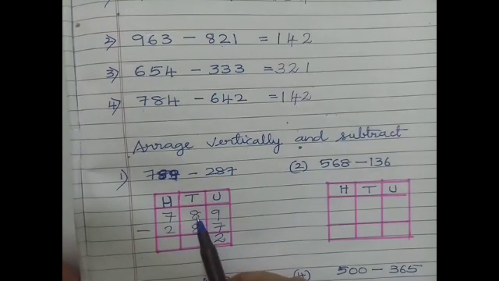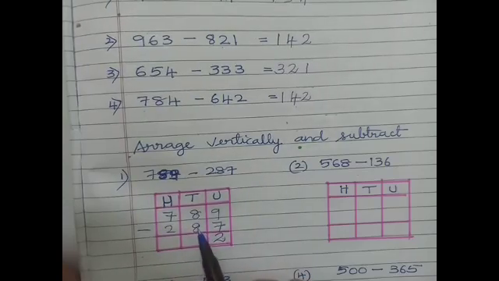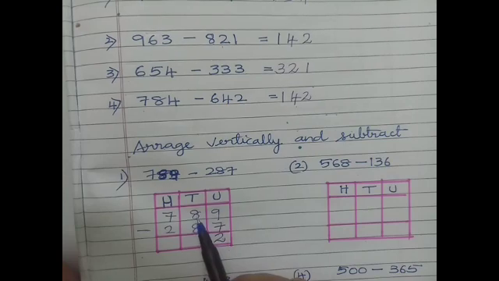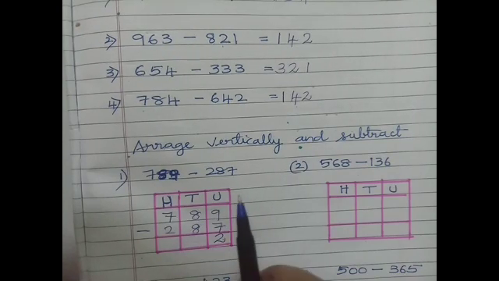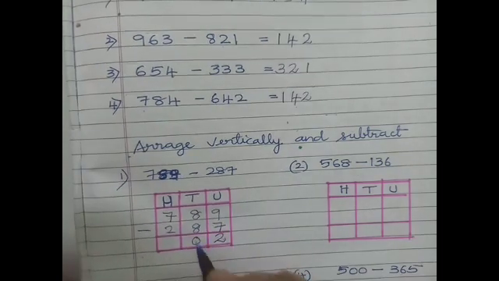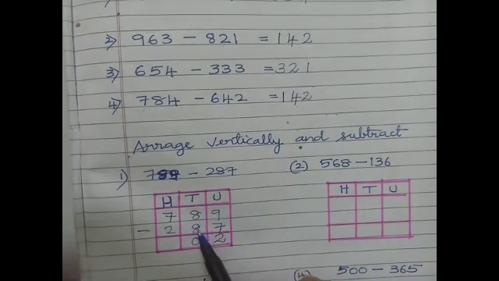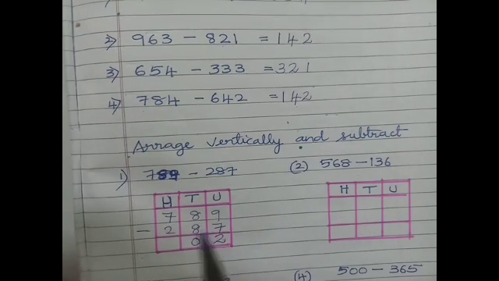Next, 8 minus 8. What is the answer, children? You have 8 chocolates with you, but you finish eating all 8. So how many are left now? 0. So always 8 minus 8 is 0. That is, any number subtracted from the same number is always 0.